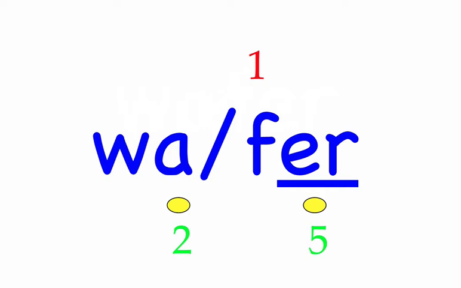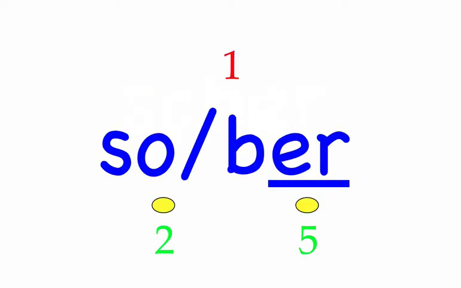Wafer. Row 2, sober. Sober. You must make a sober decision about this. Sober. So, 2 sounds. S, O. Ber, 2 sounds. B, R. Sober. Mark the word. Sober.